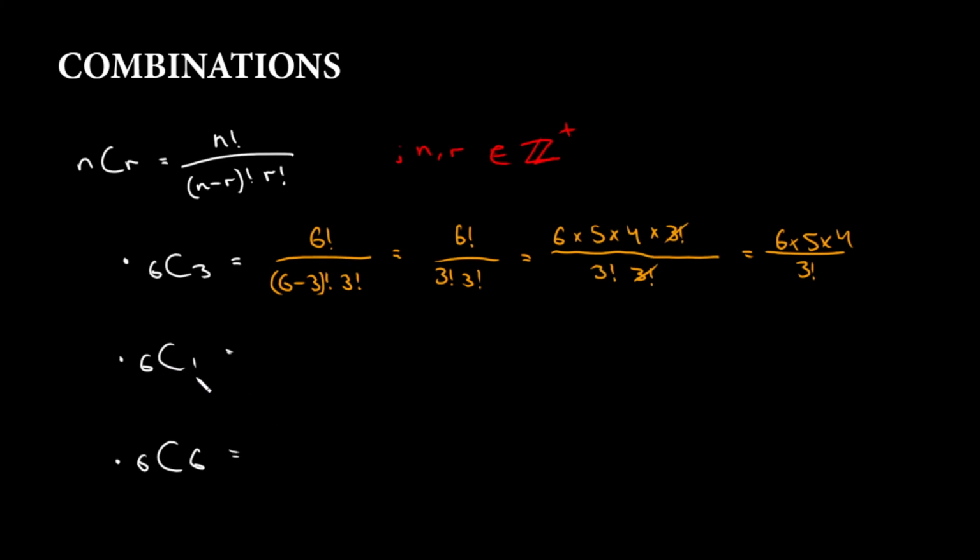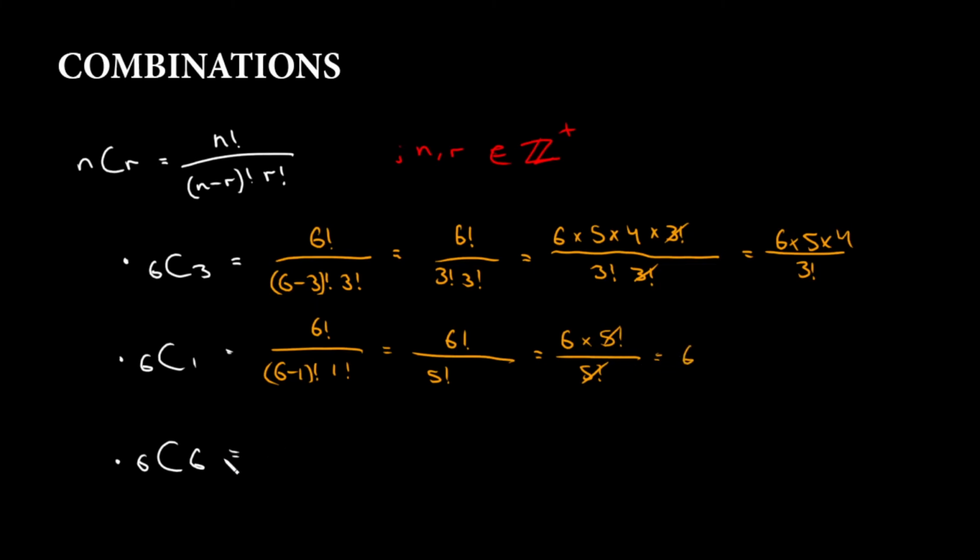If we look at 6C1 here, we can tell that 6 factorial over (6 minus 1) factorial times 1 factorial would be equal to 6 factorial over 5 factorial times 1 factorial, and 1 factorial is just 1, so we can just ignore that. And that means that if we rewrite 6 factorial as 6 times 5 factorial, we can cancel these, and therefore 6C1 would equal 6.